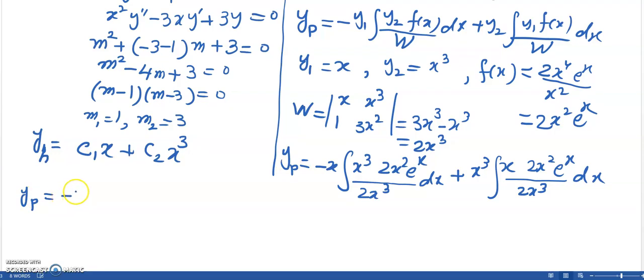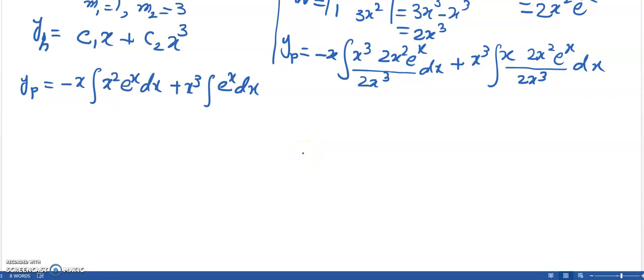So now we can just simplify it. yp is equal to minus x integral. In this case, 2x cubed cancels out, 2 cancels with 2, and what is left over here is x squared e to the power x dx, and then plus x cubed, and here you can see that 2x cubed cancels, so here it is only e to the power x dx. The first term we can integrate by parts, or you can use the shortcut method, which I just explained at the very beginning. The shortcut method is, you can take the derivative.